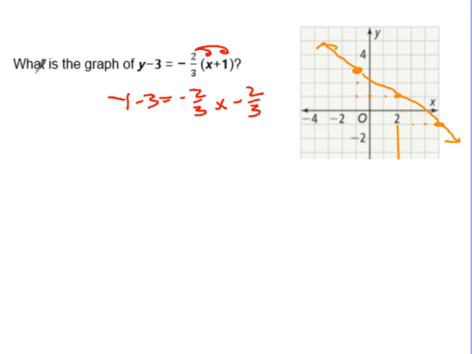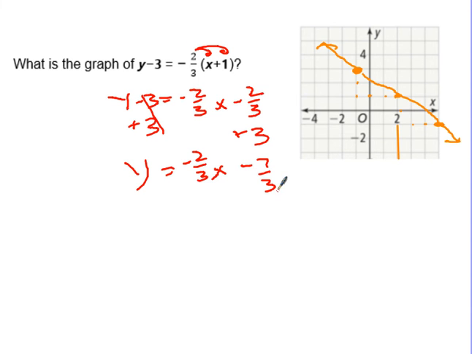And now I would just have to add 3 to both sides, and I'm going to be in slope intercept form. Because this is going to be y equals negative 2/3 x, and then this is 9/3, so that's going to give me negative 7/3. And I'm done. This is now in slope intercept form, and I could graph them here.